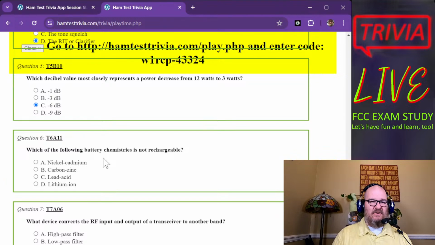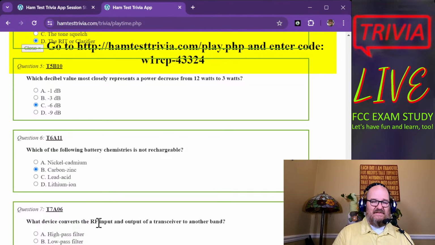Which of the following battery chemistries is not rechargeable? Oh boy, if the beginners were already involved with POTA, they would probably know some of these. So lead acid is what is in your vehicle. Lithium ion is what is in your phones, most likely. Nickel cadmium, NiCad. If you have old drills laying around that haven't been converted to lithium ion or any type of lithium, you know that's rechargeable. But carbon, zinc, those are disposable. You cannot recharge them.